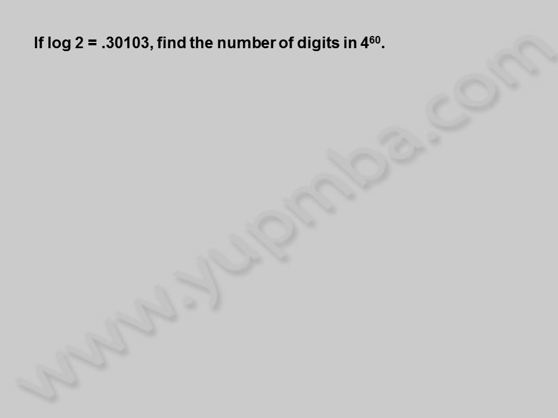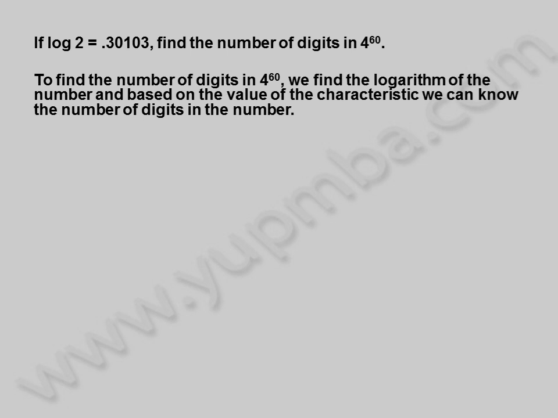If log 2 is equal to 0.30103, find the number of digits in 4 power 60. To find the number of digits in 4 power 60, we find the logarithm of the number, and based on the value of the characteristic we can know the number of digits in the number.